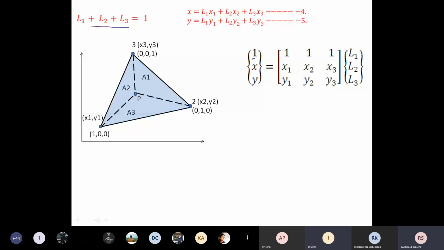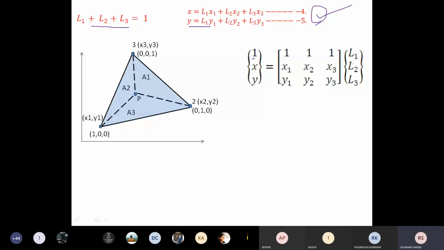Now have you got these three equations? Now what I will do, see here, from these equations I will calculate L1, L2, L3, and I will compare this L1, L2, L3 with the shape functions. Okay, if the calculated L1, L2, L3 from these three equations are equal to the shape functions N1, N2, N3, then your equation numbers 4 and 5 are correct equations. Okay, that means we can say x is equal to L1 x1 plus L2 x2 plus L3 x3, and y is equal to L1 y1 plus L2 y2 plus L3 y3.